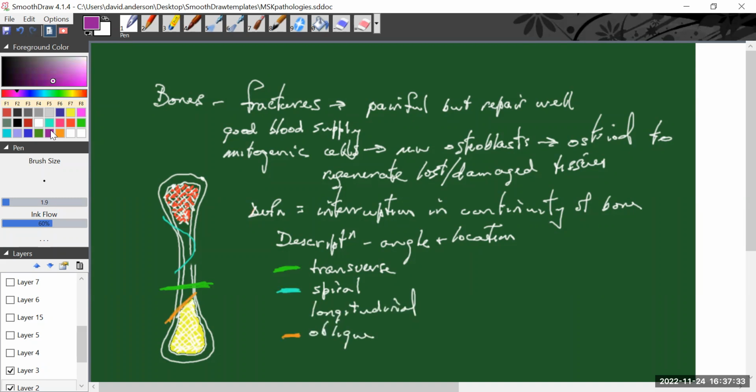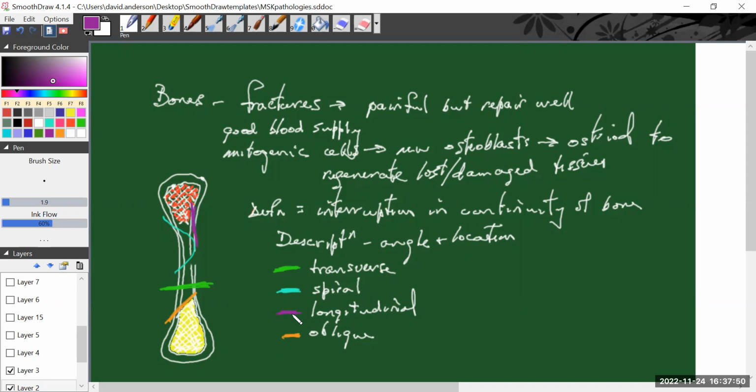And let's find another color here. A longitudinal fracture would run along the long axis of the bone that we're referring to. So those are just describing the angles.